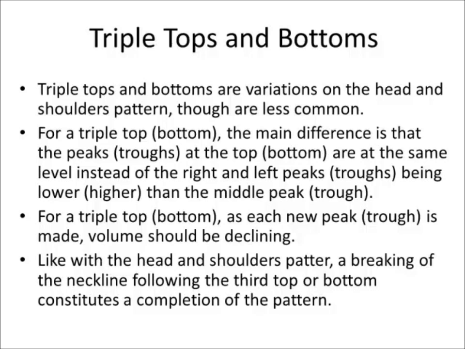Another important point to note for volume is that when we have a triple top, as each new peak is made, volume should be declining. So triple top indicates that the price will start a new downtrend, so we should see a declining volume on upward movement. And for the triple bottom, as each new trough is made, volume should also be declining. And correspondingly, it should be increasing when the price goes back up, which we talked about earlier.